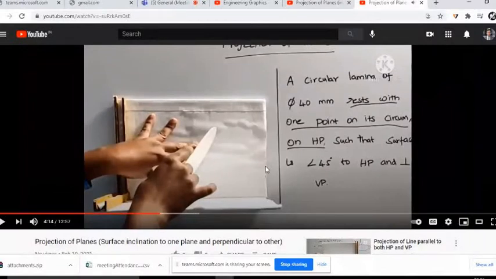Okay, let me ask you a question. I have the lamina for the given question. In the front view, what will you see? A straight line, sir. Right, the length of the line is equal to 40 mm, the diameter.